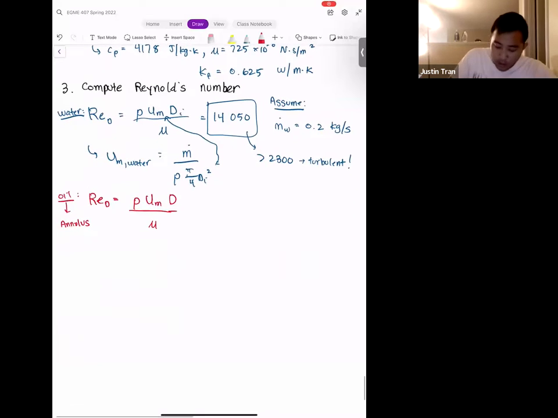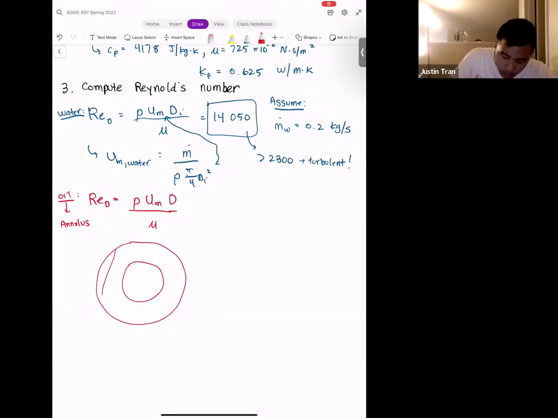We know that annulus flow looks something like this. So we have flow in a donut. This here is di, and the outer diameter here is do. And so the question is, when you compute the Reynolds number for an annulus, what do you use for the diameter?